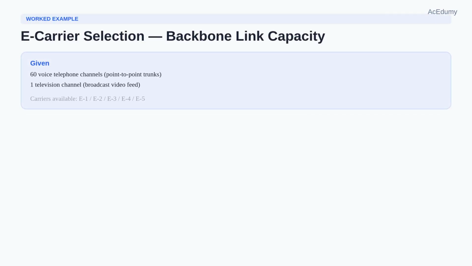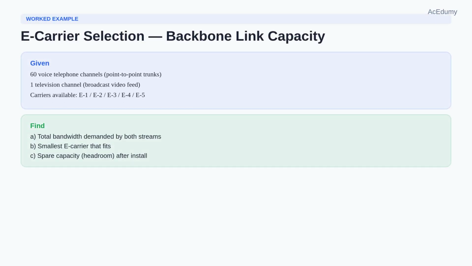Welcome back. Today, a short, very practical engineering exercise: how to pick the right transmission carrier for a real backbone link.